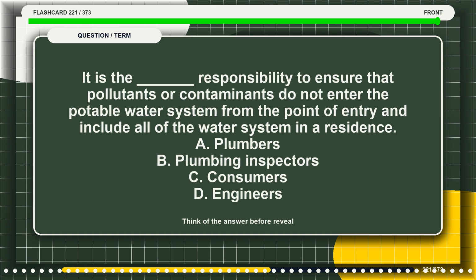Flashcard 221. It is the blank responsibility to ensure that pollutants or contaminants do not enter the potable water system from the point of entry and include all of the water system in a residence. A. Plumbers. B. Plumbing inspectors. C. Consumers. D. Engineers. Think of the answer before the reveal.